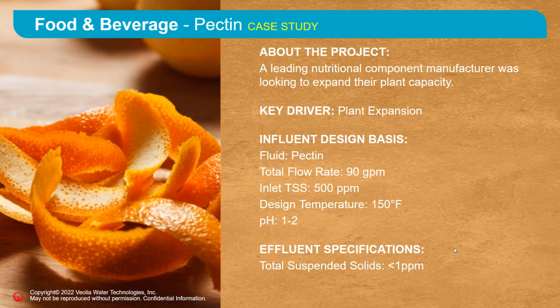This is another project that we did for a pectin manufacturer. They were expanding their plant capacity. The total flow rate through this was 90 GPM. Inlet solids coming in was 500 ppm. The temperature was 150 F, and pH was 1 to 2. Again, at the outlet of these filters, we were able to get less than 1 ppm.